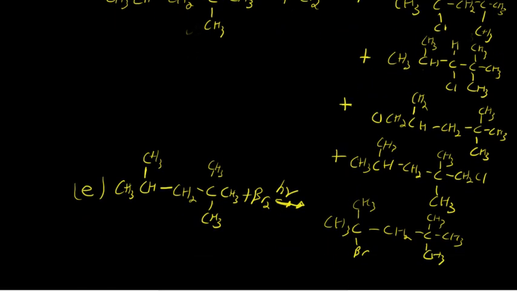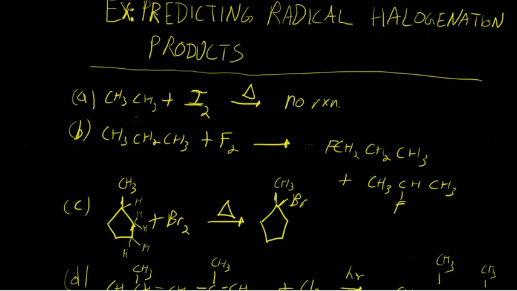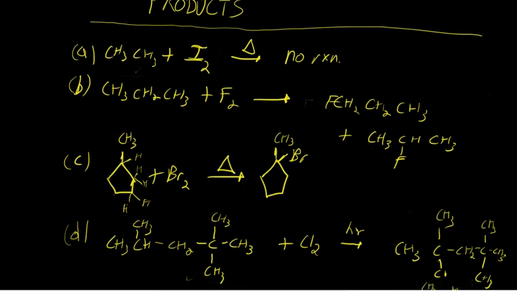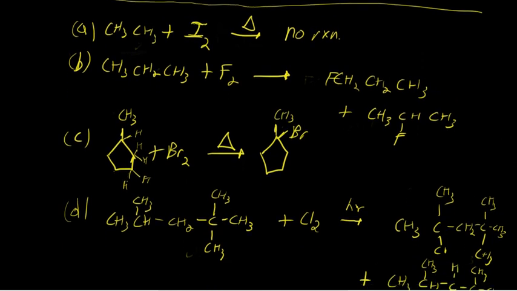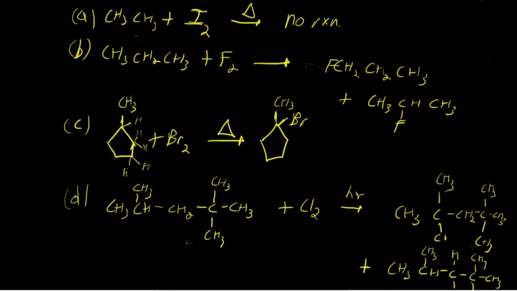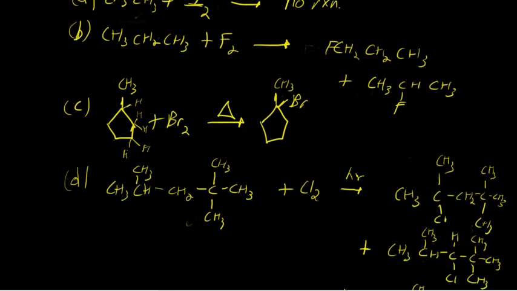Okay, so hopefully that jogs your memory on some of the quirks of radical halogenation in terms of reactivity of various halogens and their selectivity with regard to abstraction of the various hydrogens that can be abstracted in any given alkane.